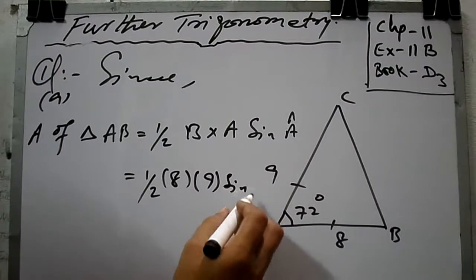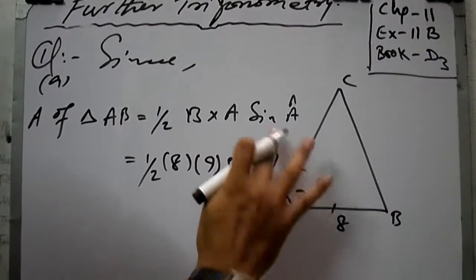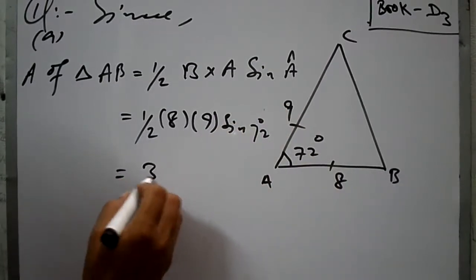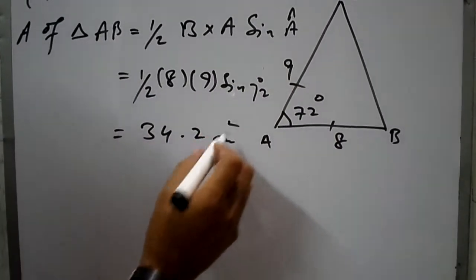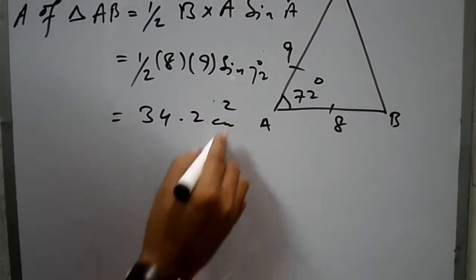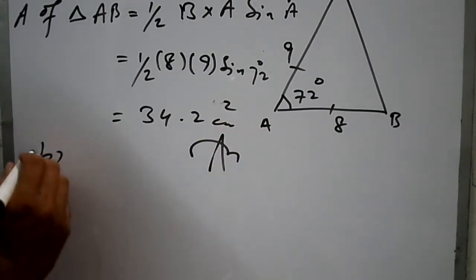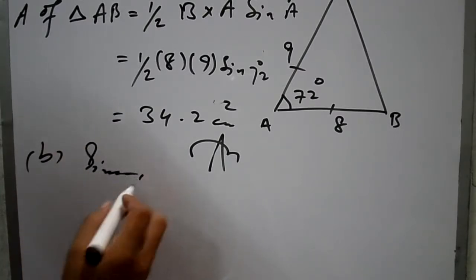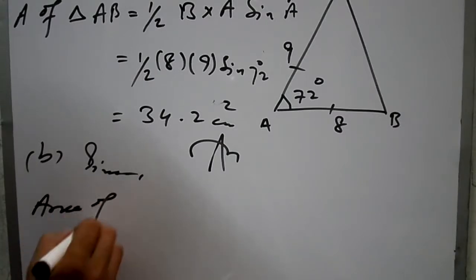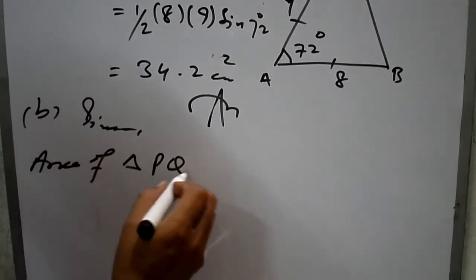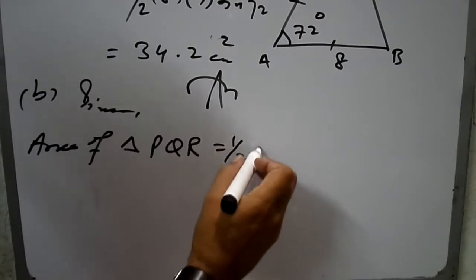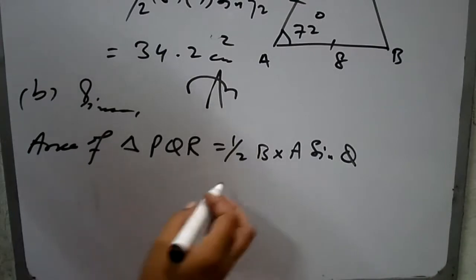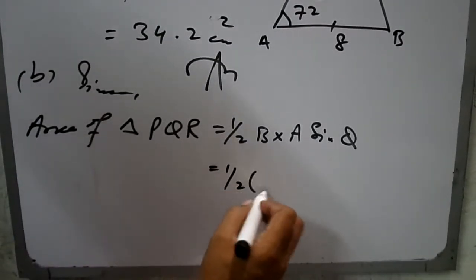sine A is 72 degrees, and after simplification you will get 34.2 centimeters square. So that is your result. Now coming to the B part, again, since the area of triangle PQR is equal to half base into altitude into sine Q, that is half, what is the base?